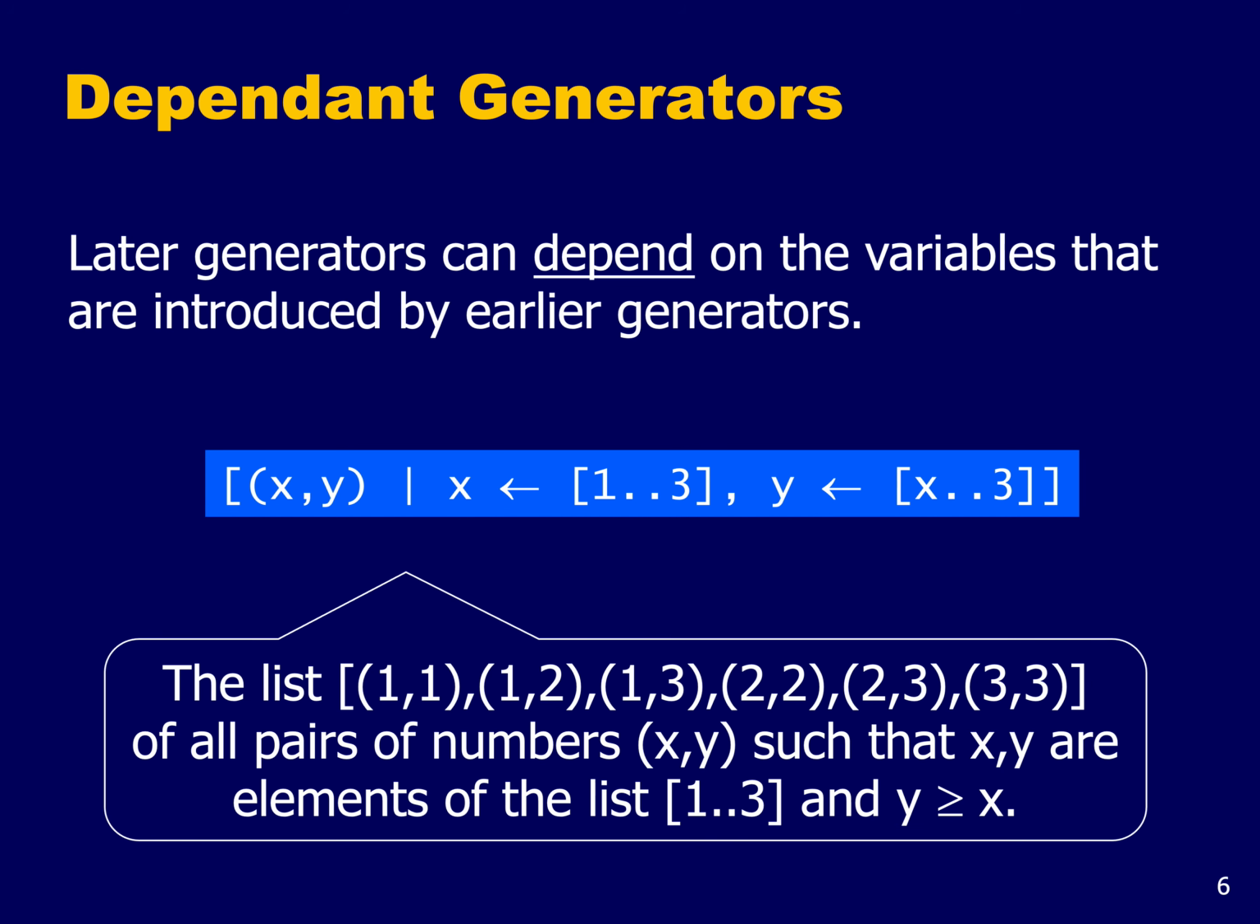Initially x will be 1, and then y will range from 1 up to 3. So we'll get the pairs 1, 1, 1, 2, and 1, 3. And then x will click over to 2, and then y will go from 2 to 3. So we get 2, 2, and 2, 3. And then x finally goes to 3, and y ranges from 3 to 3. So we finally get the pair 3, 3. What we see in the callout box is this list, all pairs of numbers x, y, such that x, y are drawn from the list 1 to 3, and y is greater than or equal to x. So it's a bit of a contrived example.